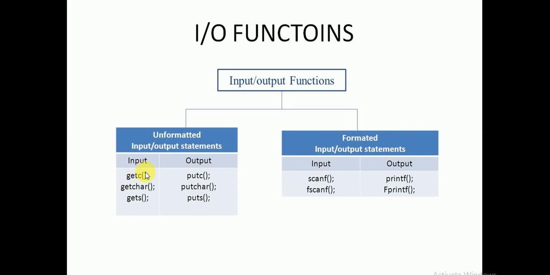Now here we have the statements getc, getchar, gets, putc, putchar, puts. These are the input functions to get the strings or characters from the keyboard. These are the output functions which are going to print the characters or strings on the output devices. In the formatted input-output functions, we have the input function scanf and the output function printf. Now fscanf and fprintf are used in files. We are going to discuss the unformatted input-output functions first.